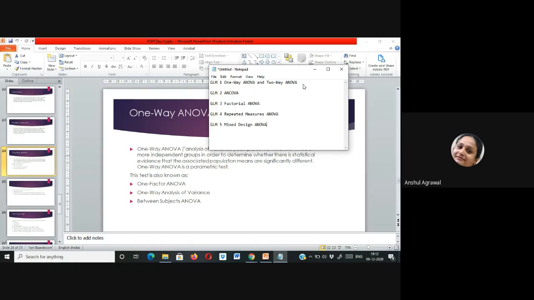So what is the full form of GLM? General linear model. Generalized linear model. It's generalized linear model. So the agenda for today's session will be one-way ANOVA. I will restrict myself only to one-way ANOVA. The reason being, the other GLM models, ANCOVA, factorial ANOVA, repeated measures ANOVA, or mixed design ANOVA, you will understand only when you understand regression. So as of now, I will restrict myself to one-way ANOVA only.